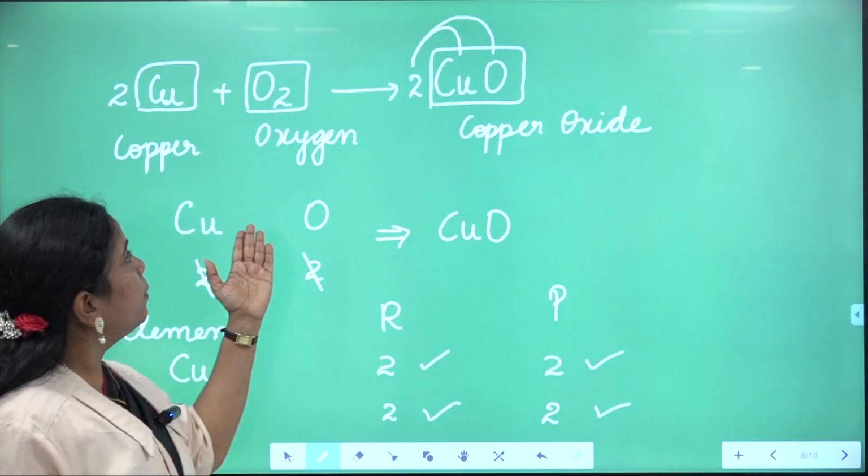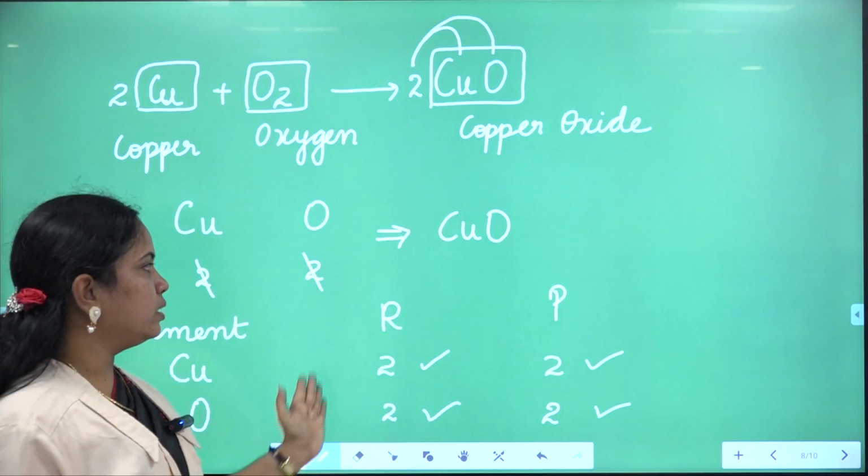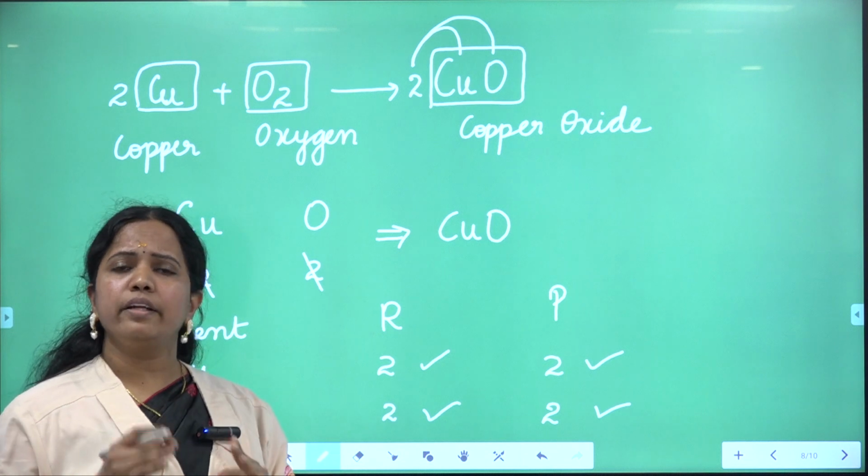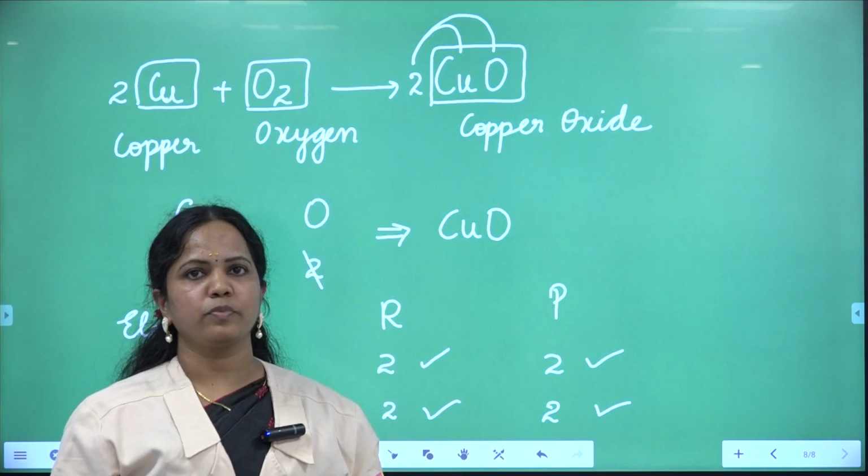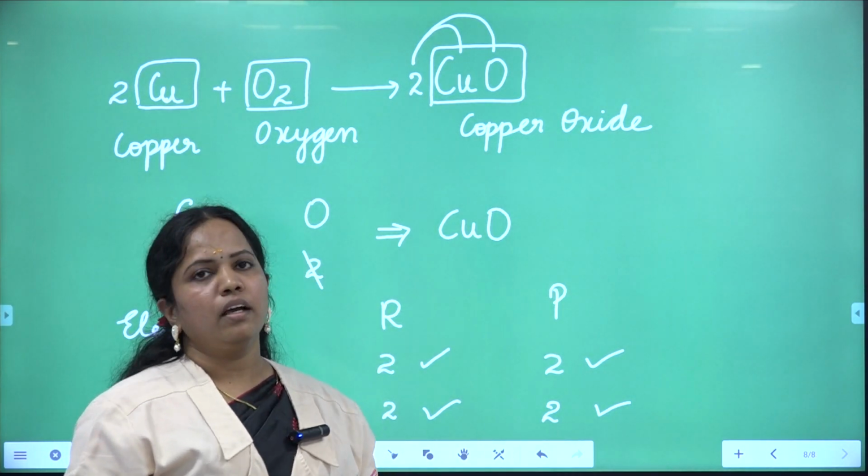So copper plus oxygen gives copper oxide, as we have discussed, whereas copper oxide does not dissolve in water. I hope you understood, children.